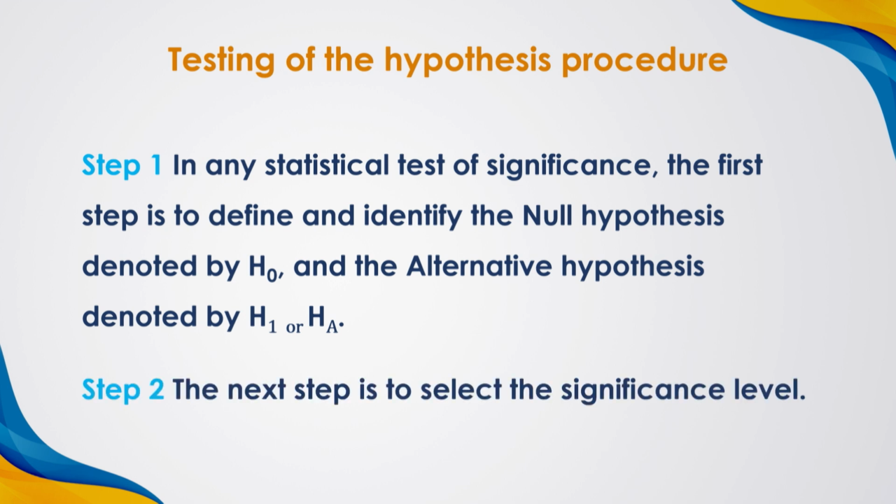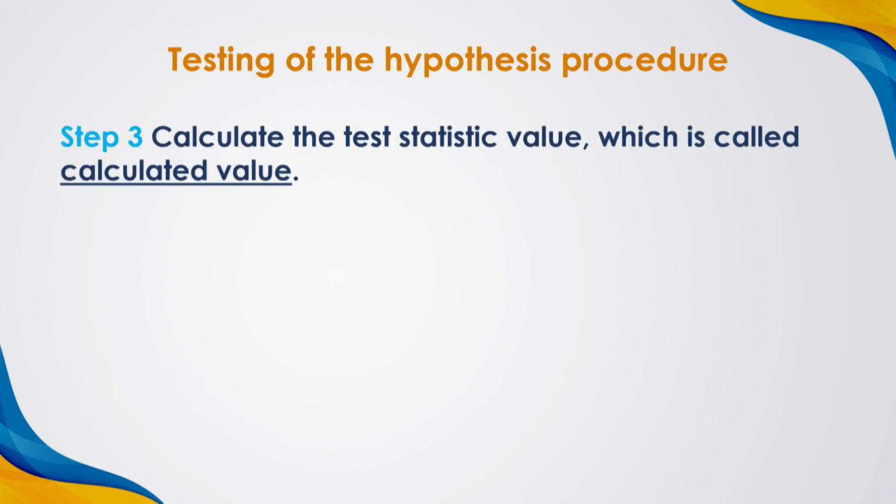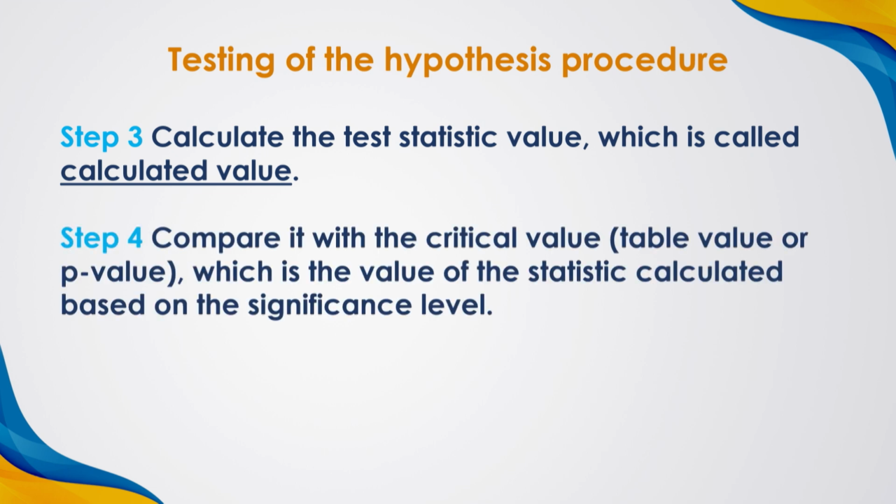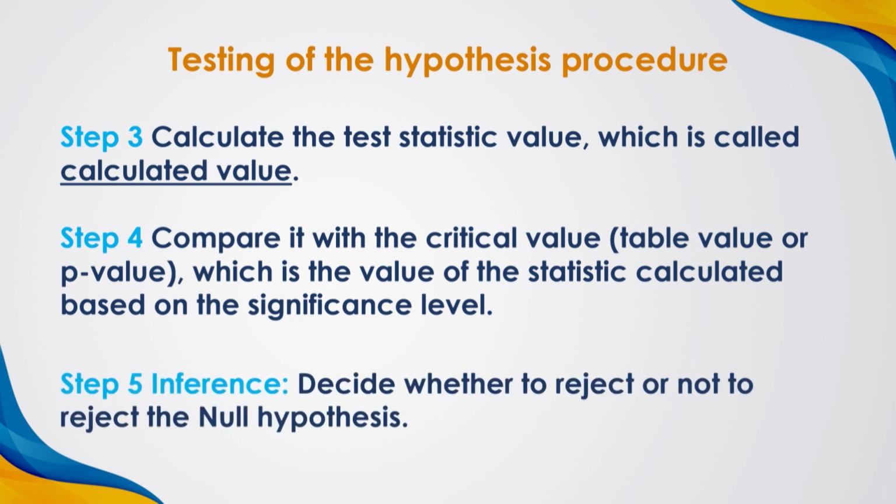Step 2. The next step is to select the significance level. Step 3. Calculate the test statistic value, which is called the calculated value. Step 4. Compare it with the critical value. They are the table value or p value, which is the value of the statistic calculated based on the significance level. Step 5. Inference. Decide whether to reject or not to reject the null hypothesis.